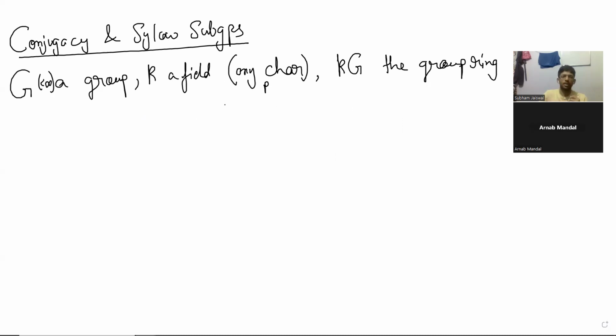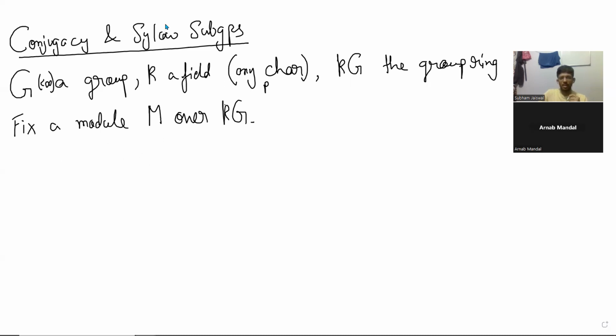Now think of this. Fix a module M over KG. So KG is your ring, M is your module. Fix this module, and then let's write. Now let us think of this.